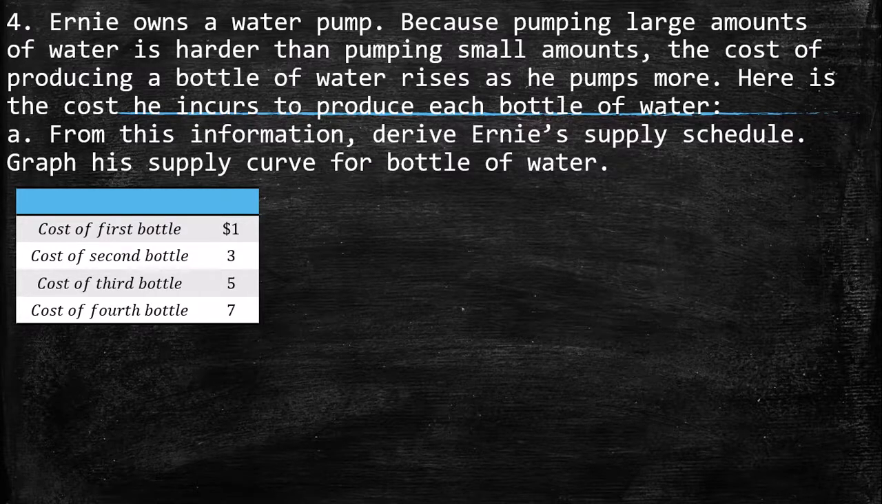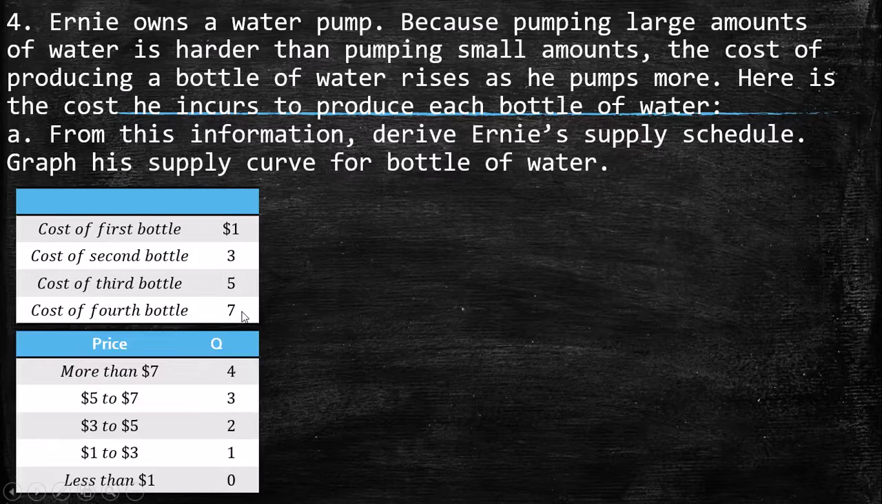What is the cost of Ernie? So we have here the cost of the first bottle of water is just 1, but the cost of the second bottle is 3, and it goes up as you produce more until the fourth bottle, which is 7. So the supply schedule is given by this.